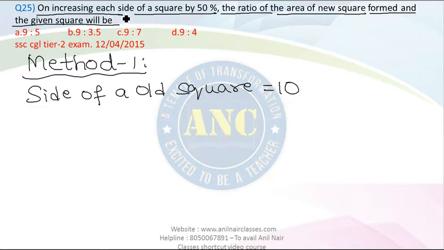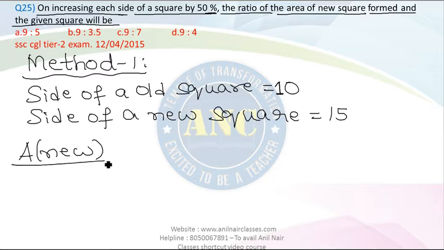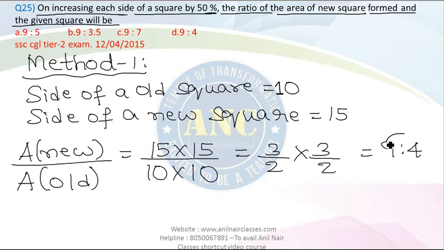On increasing each side of a square by 50%, what is 50% of 10? It is 5. That means the side of the new square is increased by 5 from 10, so it becomes 15 units. Now, area of new square divided by area of old square. Area of new square is side square, it is 15 square. Area of old square is 10 square. So this is nothing but 3 by 2 into 3 by 2, which is 9:4. The ratio is nothing but 9:4.